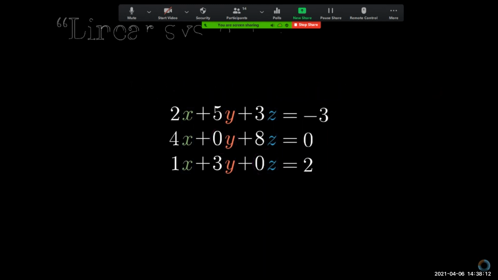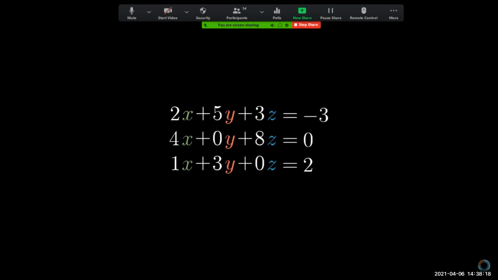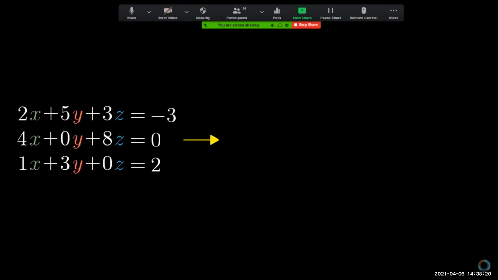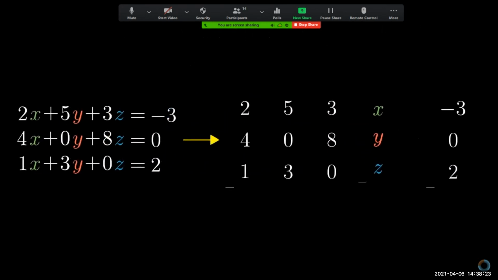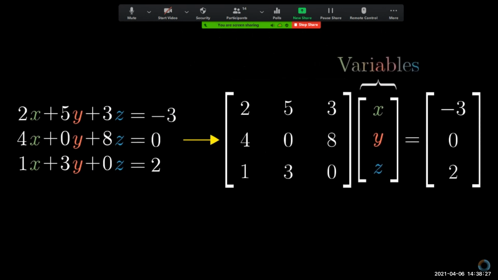This is called a linear system of equations. You might notice that this looks a lot like matrix vector multiplication. In fact, you can package all of the equations together into a single vector equation where you have the matrix containing all of the constant coefficients and a vector containing all of the variables, and their matrix vector product equals some different constant vector.